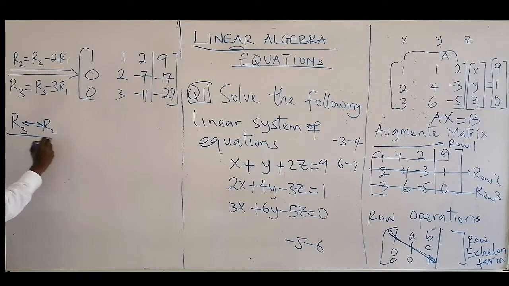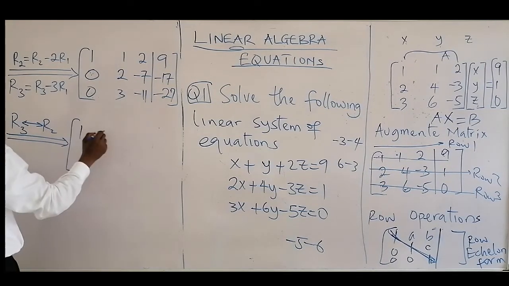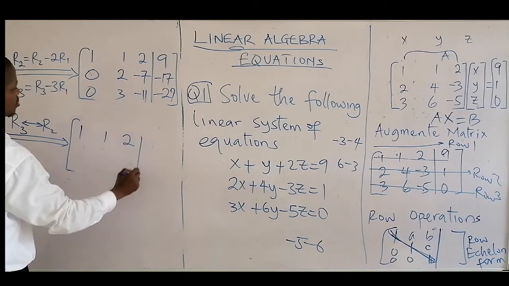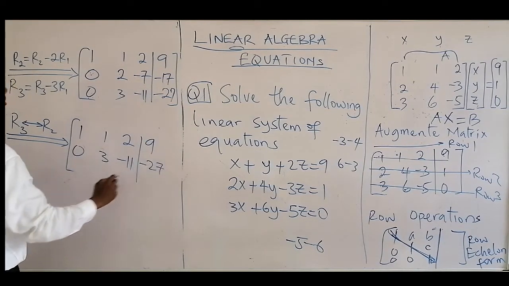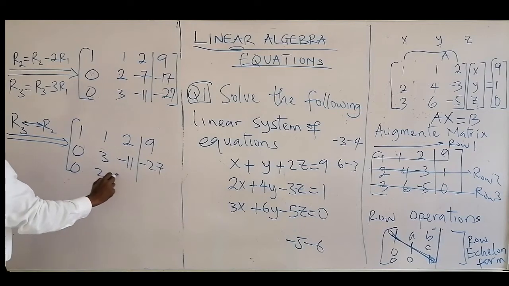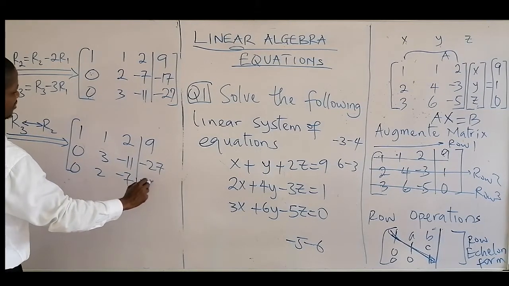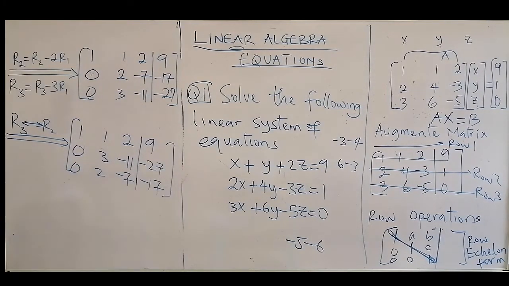Okay, interchange them. If you interchange it, 1, 1, 2, 9, minus 27. And then 0, 2, minus 7, minus 17. So you can now see I have 3 here. So if I now say row 2 minus row 3, 3 minus 2, I can have my 1 here. So this is what we have now. Then the next one is what? Row 2 is equal to row 2 minus row 3.